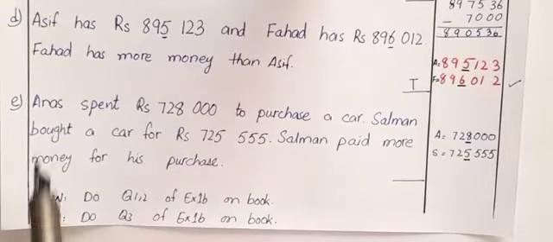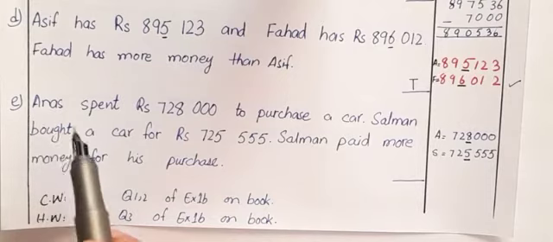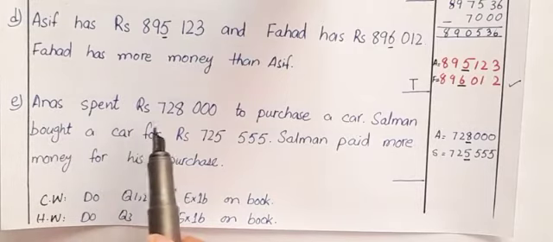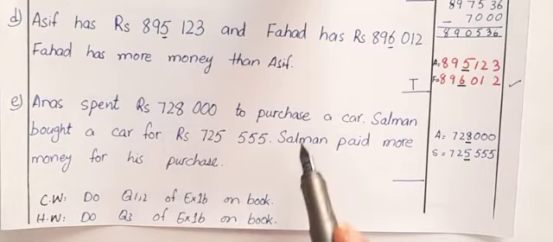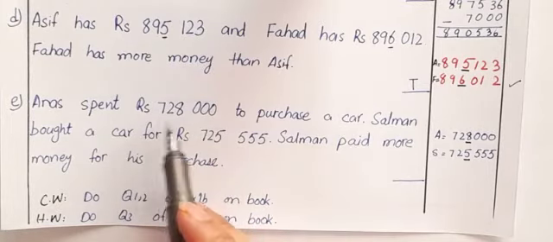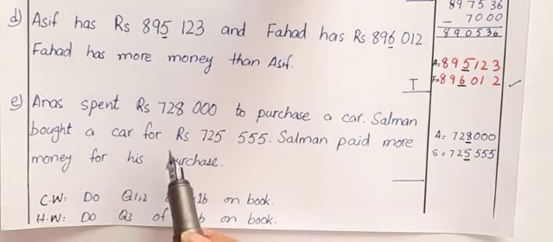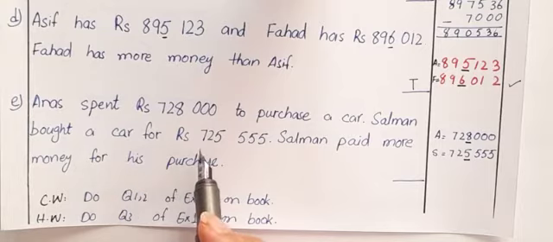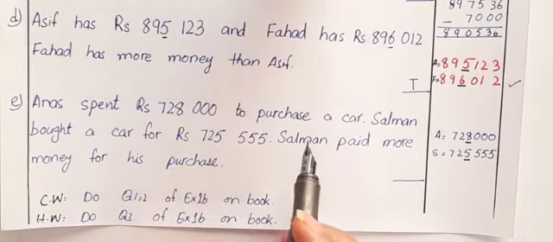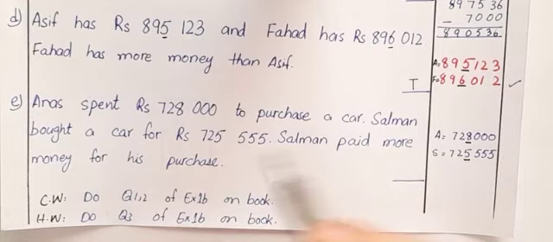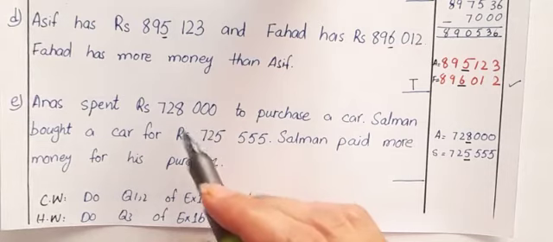So now boys, we are on our last sum of question number 2. Anas spent rupees 728,000 to purchase a car. Salman bought a car; bought also means he buys. Salman bought a car for rupees 725,555. Salman paid more money for his purchase. We have to check. We have to compare those.